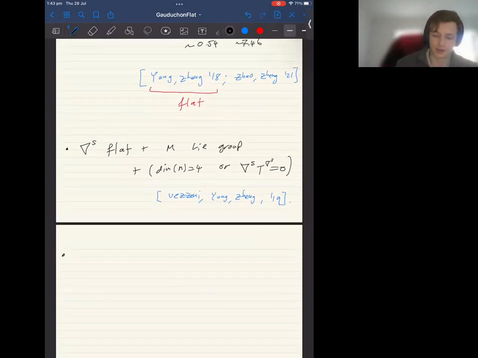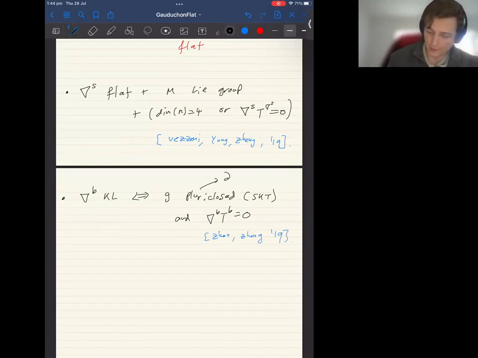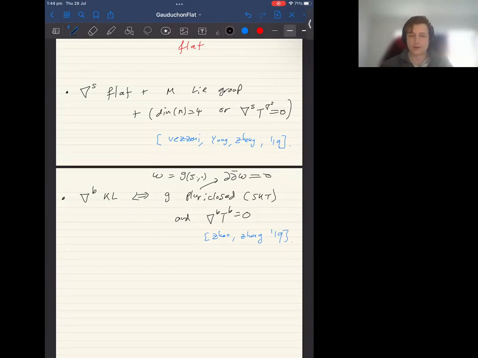This is not strictly part of the conjecture, but it's interesting to note that the Bismut connection is Kähler-like if and only if g is pluriclosed, sometimes called SKT, and the torsion's parallel. This was a result by Zhao and Zheng in 2019. Pluriclosed means this omega I defined before is ddbar closed. Remember omega is g, and we ask this form is ddbar closed.